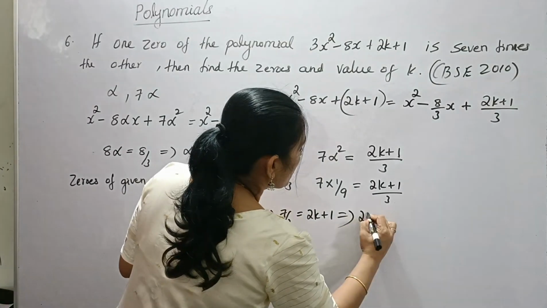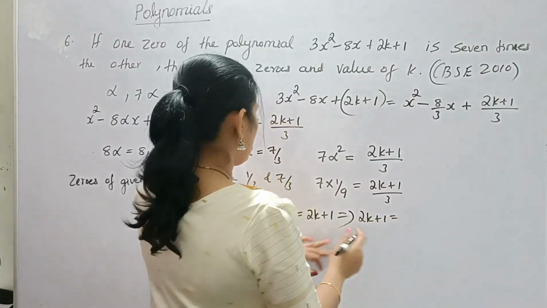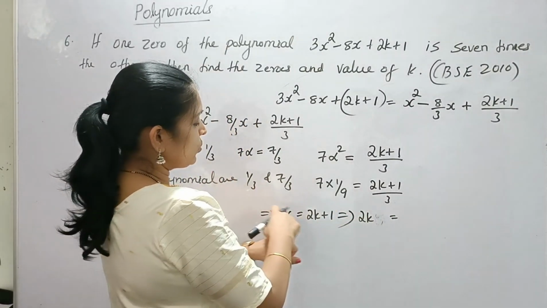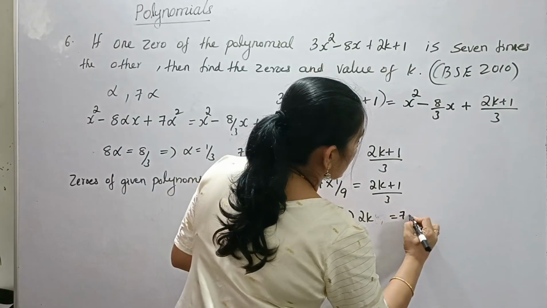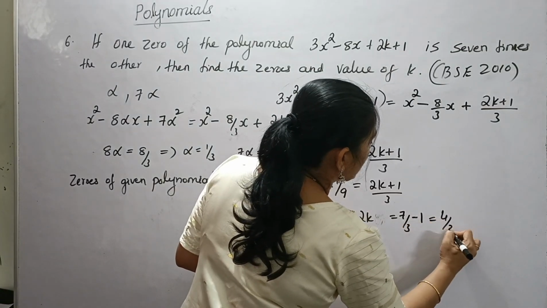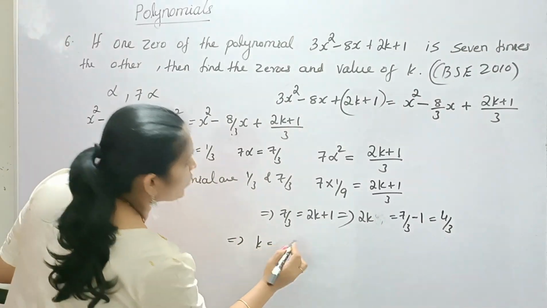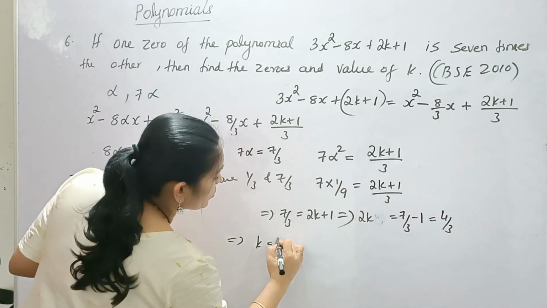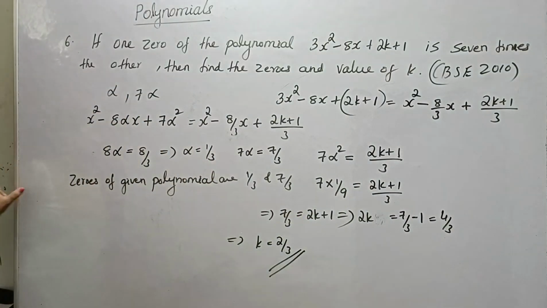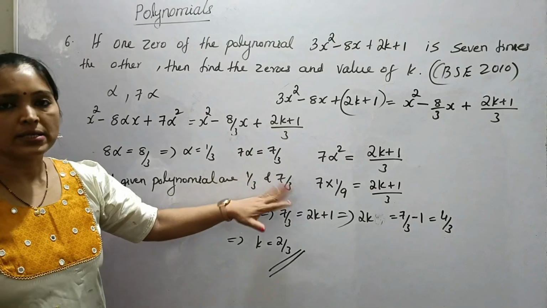That implies 2k + 1 is equal to 7 by 3. Take 1 to the left side, so 7 by 3 minus 1, that is equal to 4 by 3. That implies k is equal to, 2 cancelled, so k is equal to 2 by 3. So the value of k is 2 by 3, and the zeros are 1 by 3 and 7 by 3.